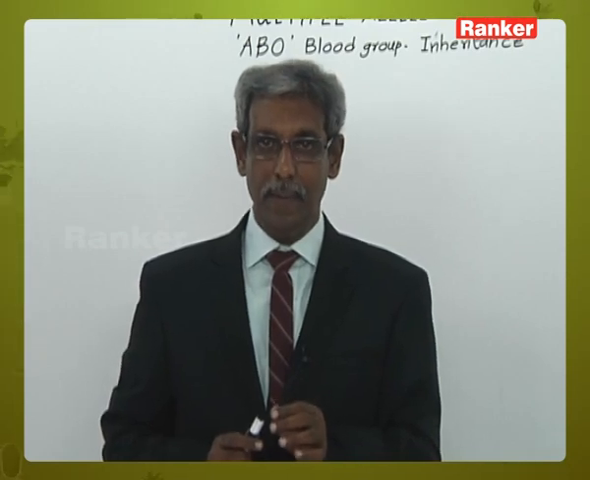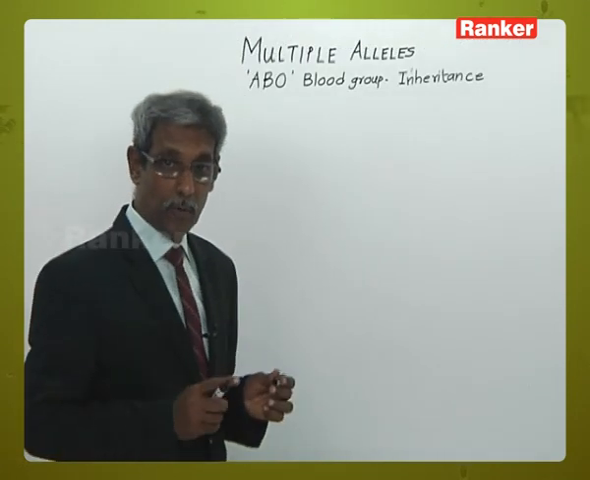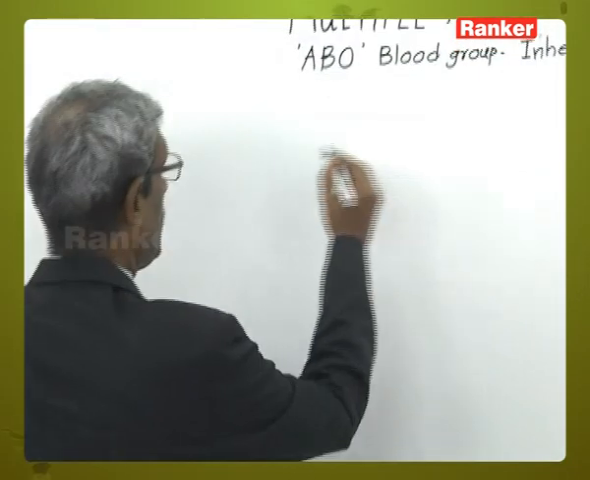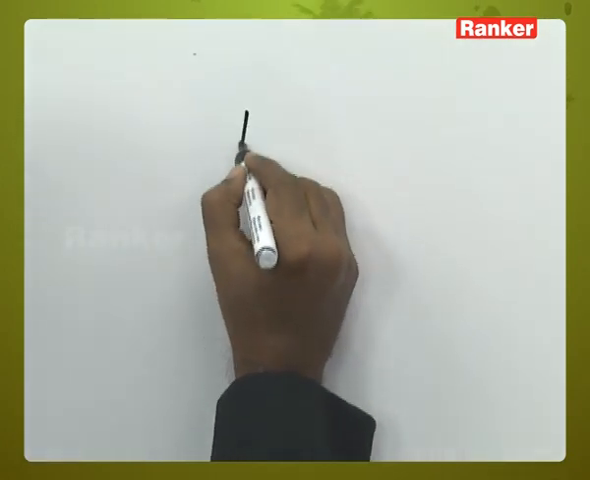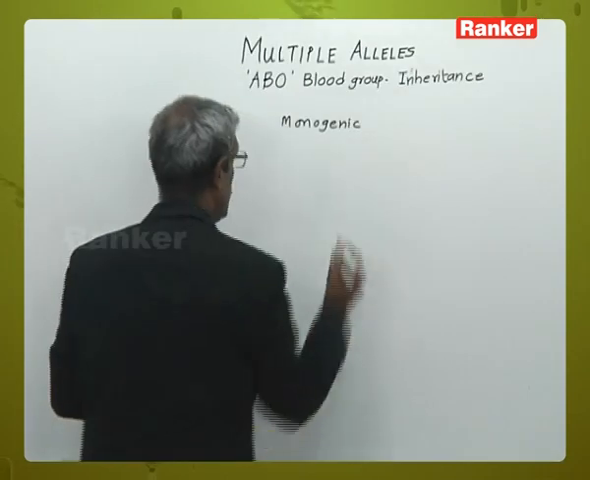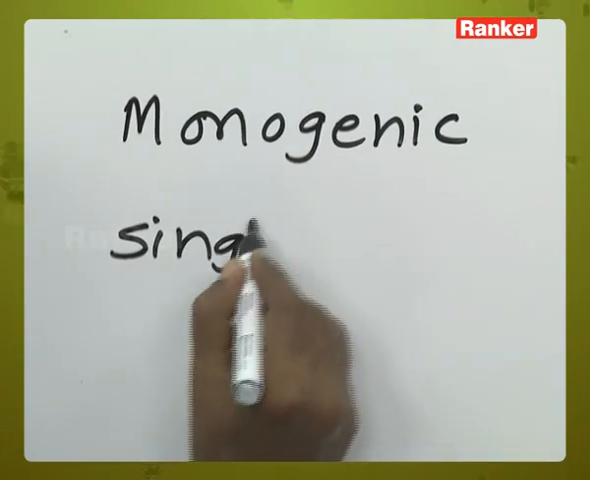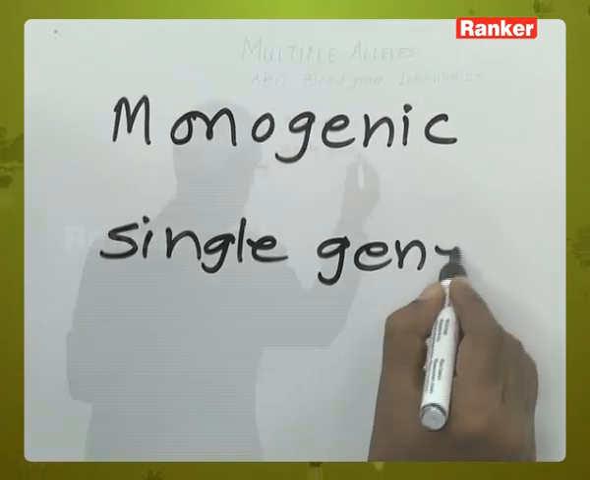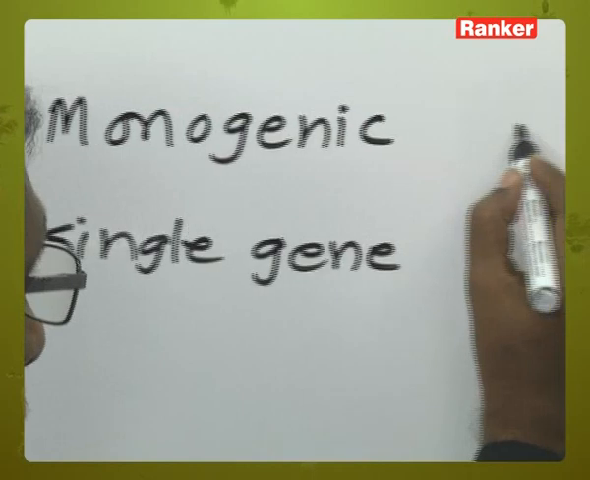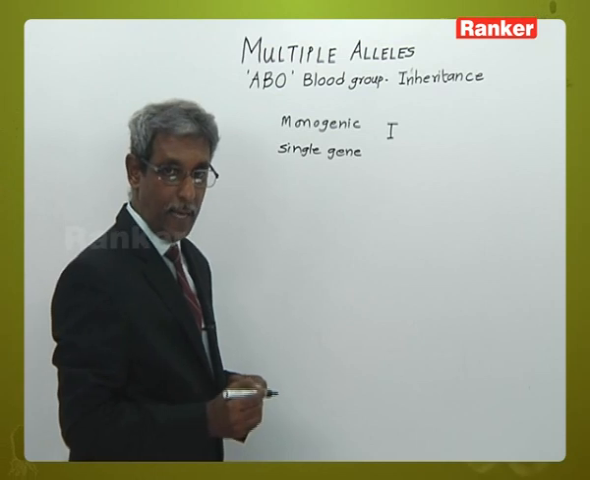A common form of multiple alleles is seen in the inheritance of blood groups. When you take blood as a factor, we understand that blood groups follow monogenic inheritance. That is, they follow single gene inheritance. The most important thing is that the single gene is designated as I.